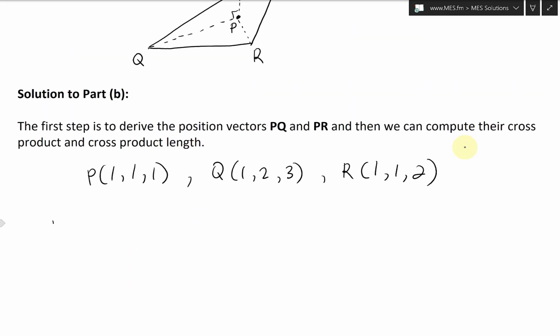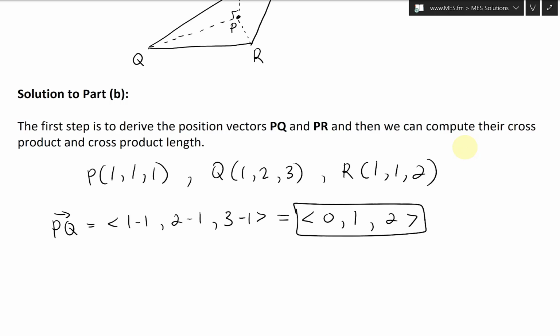And the position vector PQ is just the difference, Q minus P. So we're going to write this in vector form, with the angle brackets: 1 minus 1, 2 minus 1, and then 3 minus 1. Now this equals 1 minus 1 is 0, 2 minus 1 is 1, 3 minus 1 is 2. That's the position vector for PQ.